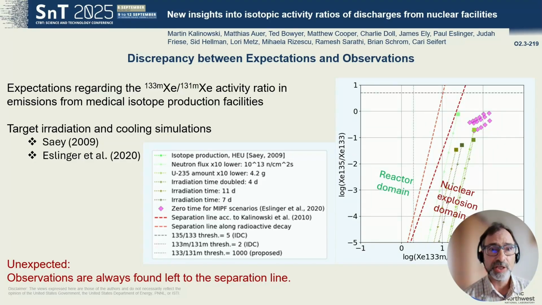The observations from medical isotope extraction facilities are always found on the left side of the separation line, whereas simulations by Paul See, by Esslinger, and by others predict that the isotopic ratios from isotopic production are found in the nuclear explosion domain. But this is not the case.